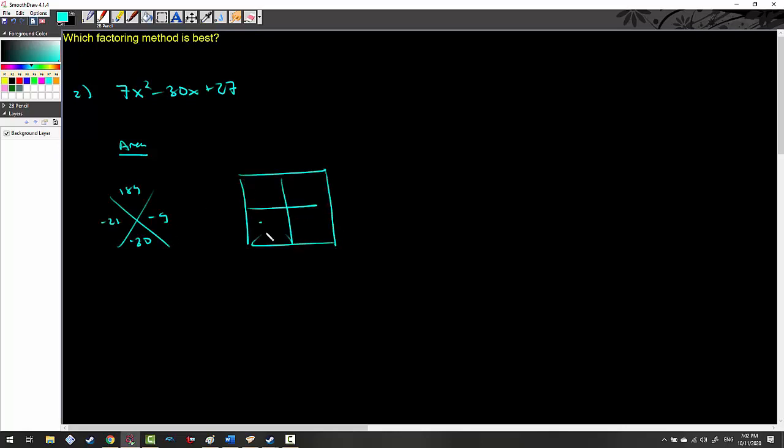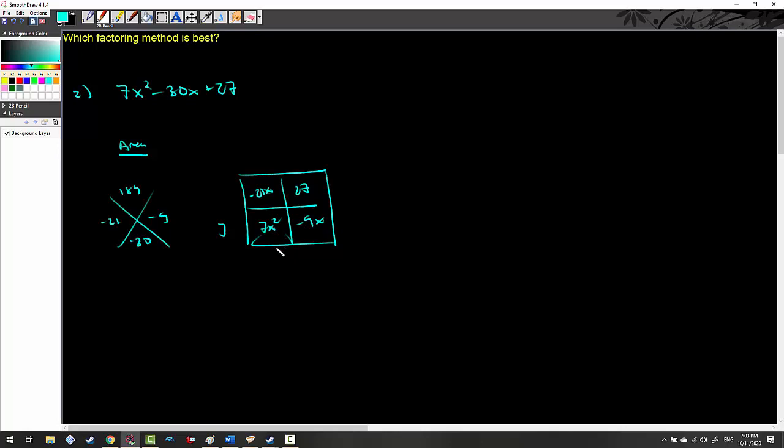It goes 7x squared and then 27. I'm going to throw the negative 21x up here and the negative 9x down here. It doesn't matter where I put these two boxes, but it does have consequences for where I put my dimensions for my lower left-hand box. I really don't want to do that, because 7 times something ugly is going to get me negative 9. I don't want to go there.